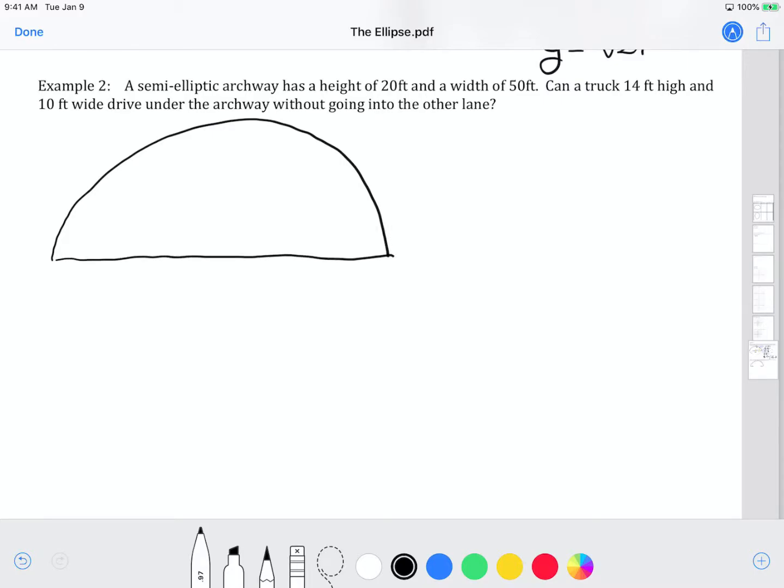It says it's 50 feet wide, which means if we look at this as the center, 0, 0, half of it, from here to here, is going to be 25 feet. And the other half is going to be 25 feet, for a total span of 50 feet. It says the height is 20 feet, so from the center up is 20 feet.